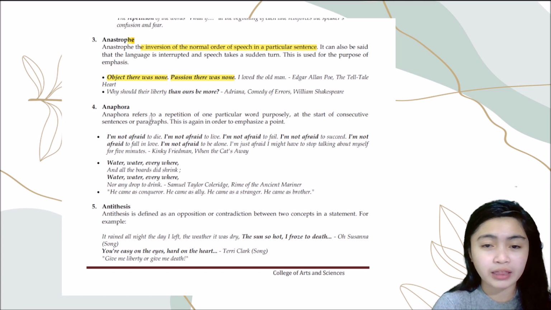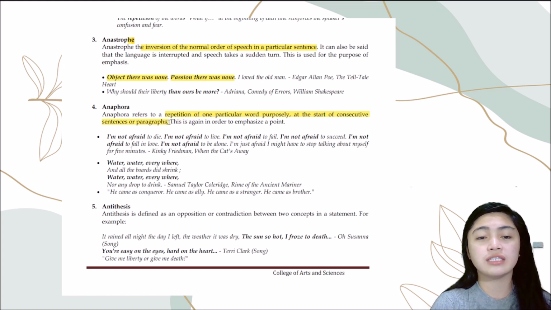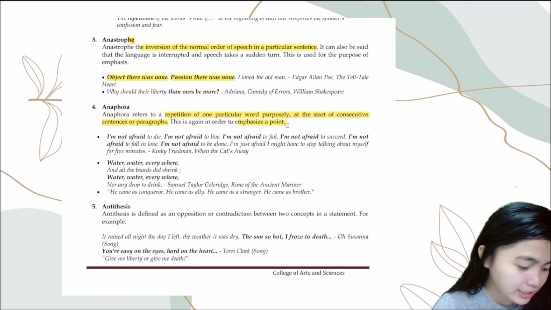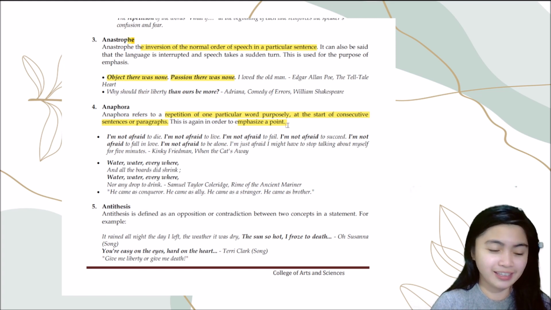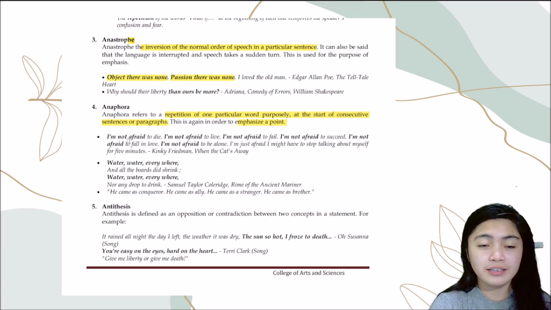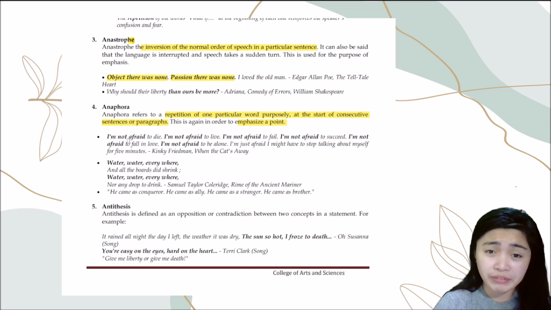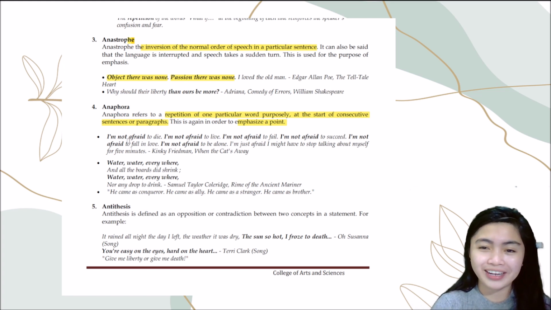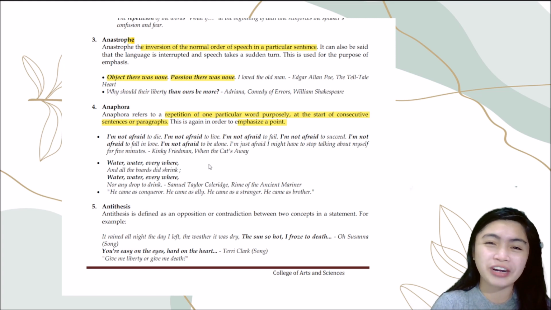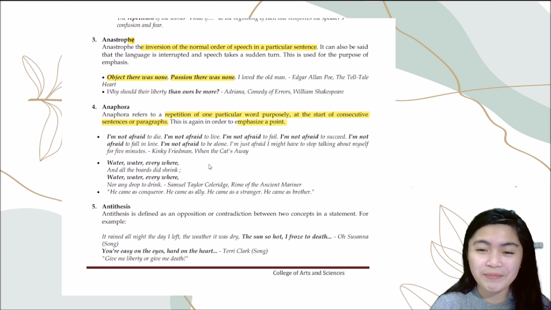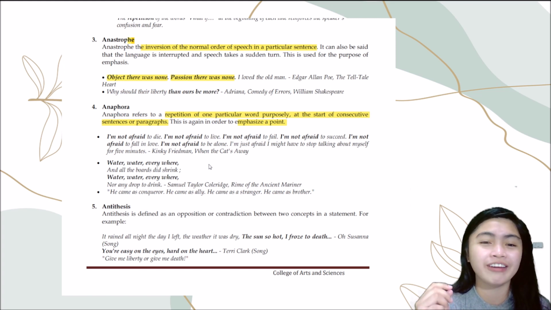Now, anaphora is the repetition of one particular word purposely, siguro at the start of consecutive sentences or paragraphs, to emphasize a point. Now, sabi dito, anaphora is for emotional engagement. So, kung babasahin natin yung mga example dyan: I'm not afraid to die. I'm not afraid to live. I'm not afraid to fail. I'm not afraid to succeed. I'm not afraid to fall in love. I'm not afraid to be alone. I'm just afraid I might have to stop talking about myself for 5 minutes.